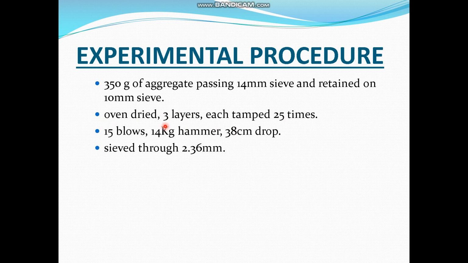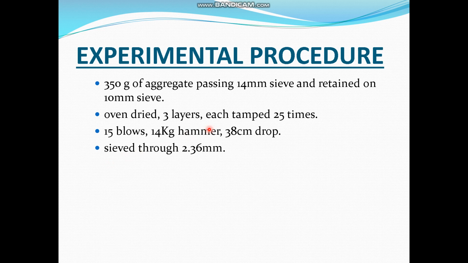After placing the aggregate in 3 layers and tamping it in the sampling cup, it is transferred into the testing cup, in which the 14 kilogram hammer is dropped 15 times from a drop height of 38 centimeters. Although this drop height is constant, because once it has been set in the equipment we do not change it, you will see the procedure of setting the height as well.